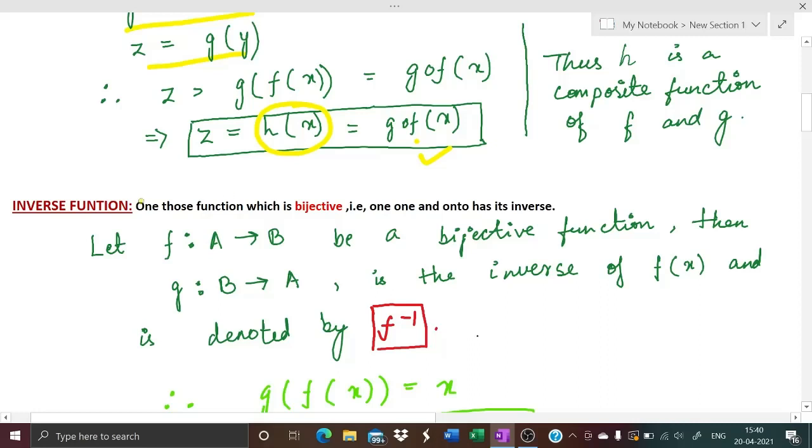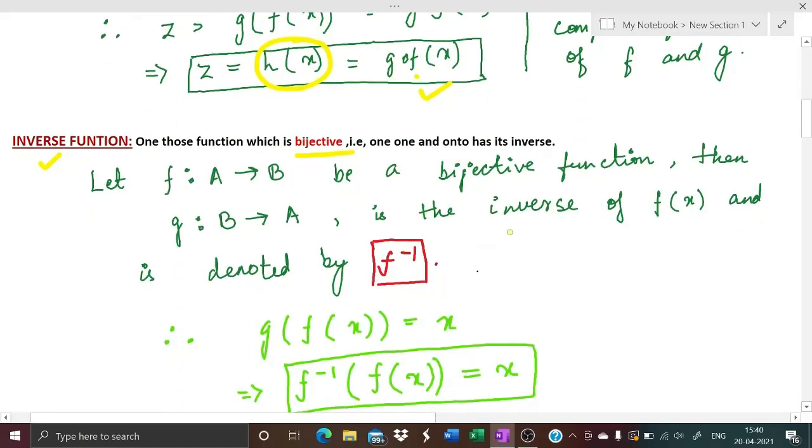Next, inverse function. In the previous lecture we discussed surjective and injective functions, onto and into, and one-one and many-one. As I said in the previous lecture, a function which is both onto and one-one, that is both surjective and injective, is a bijective function. Only those functions which are bijective have an inverse.